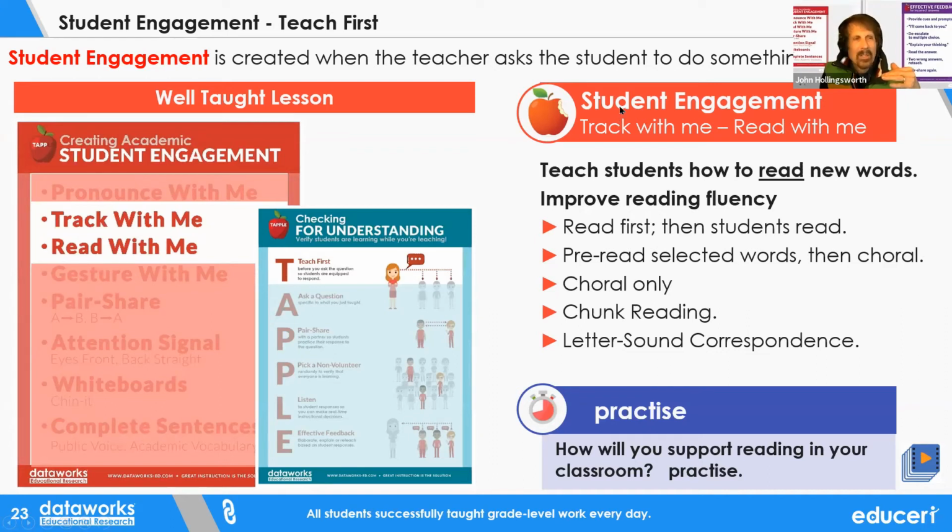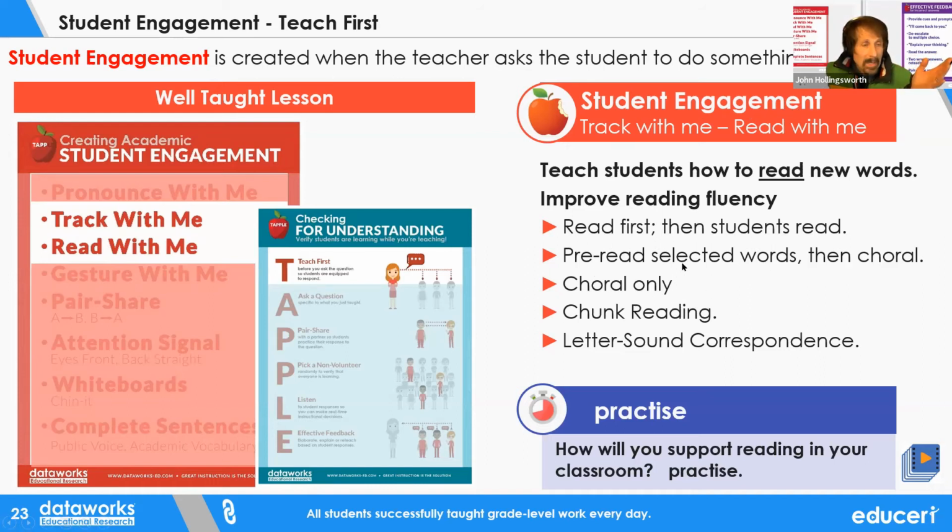Go. Student engagement. Track with me, read with me. So the second strategy is what? Just pick a few difficult words and say it, and then just do it. And students' oral vocabulary is a lot better than their reading vocabulary. So once you say the word, they might recognize the word, although they can't read it on their own.